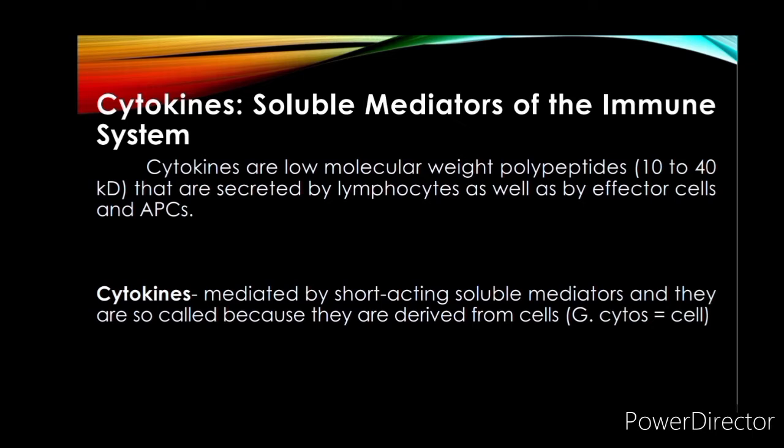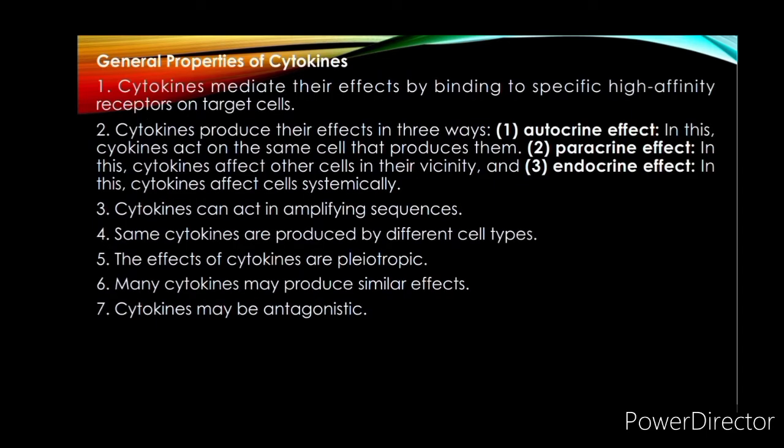First, cytokines mediate their effects by binding to specific high affinity receptors on target cells. For example, interleukin-2 or IL-2 activates T cells by binding to IL-2 receptors. Blockade of the IL-2 receptors by specific anti-receptor monoclonal antibodies prevents T cell activation. So this is used to treat rejection of transplanted organs.